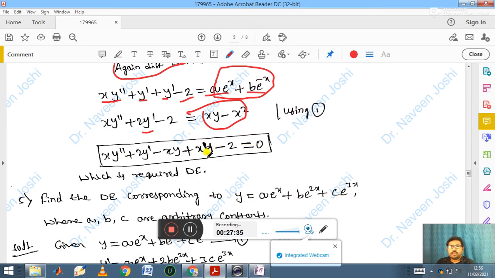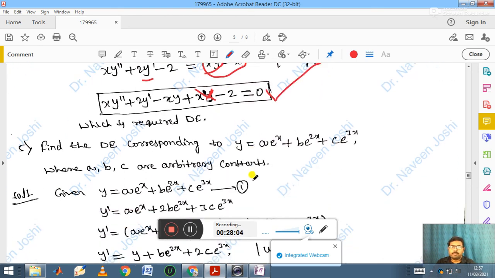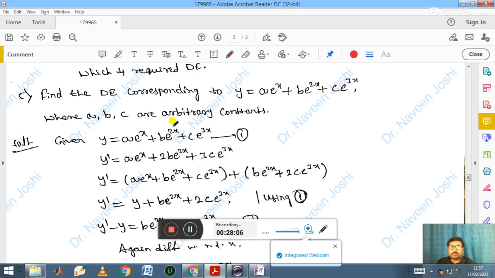Okay, then you can see here 2y dash minus 2, sorry, if you take this xy to the LHS side, you are getting minus xy. Now you are not getting this term, you please make the corrections. So xy double dash plus 2y dash minus xy plus x square, yes, you are getting plus x square minus 2 equals 0. You please write it properly. Then similarly you please try to understand the next example.